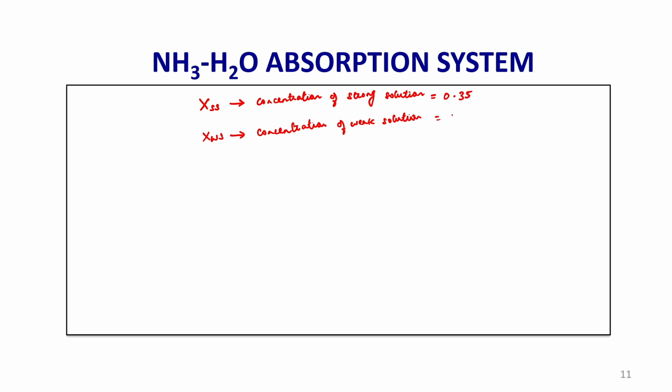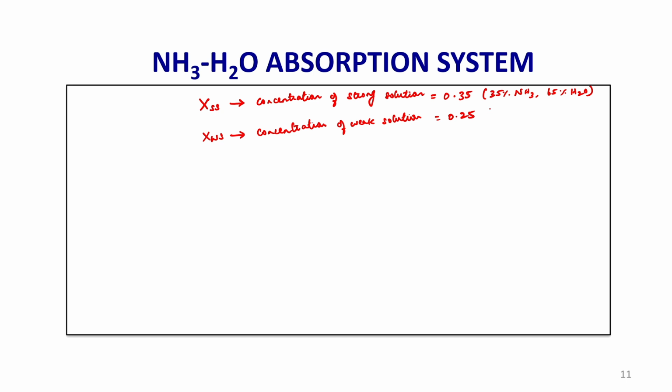So let us take 0.25. When I say strong solution concentration is 0.35, that means it contains 35% ammonia, remaining 65% water. Again, 65 is a larger number than 35, so how am I defining this as strong solution?